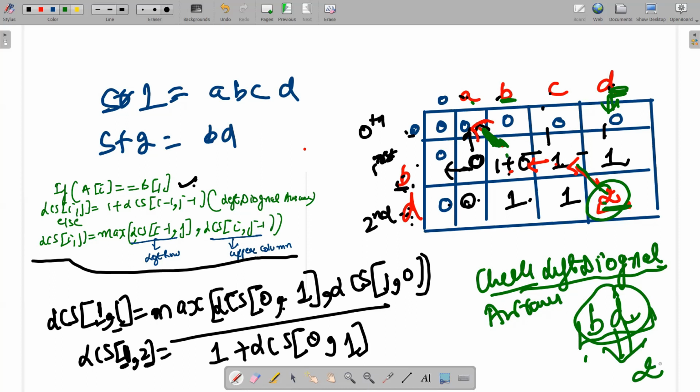This is known as the LCS method, and this is an algorithm of this method.